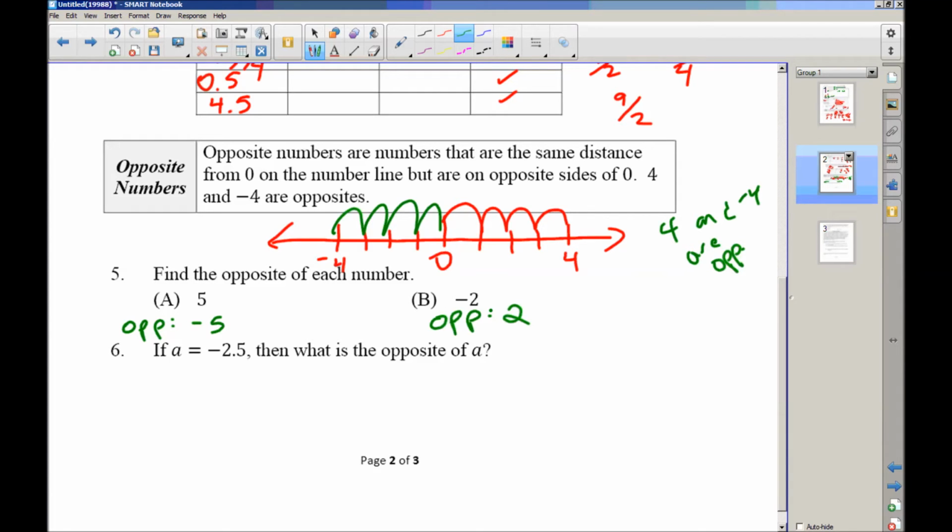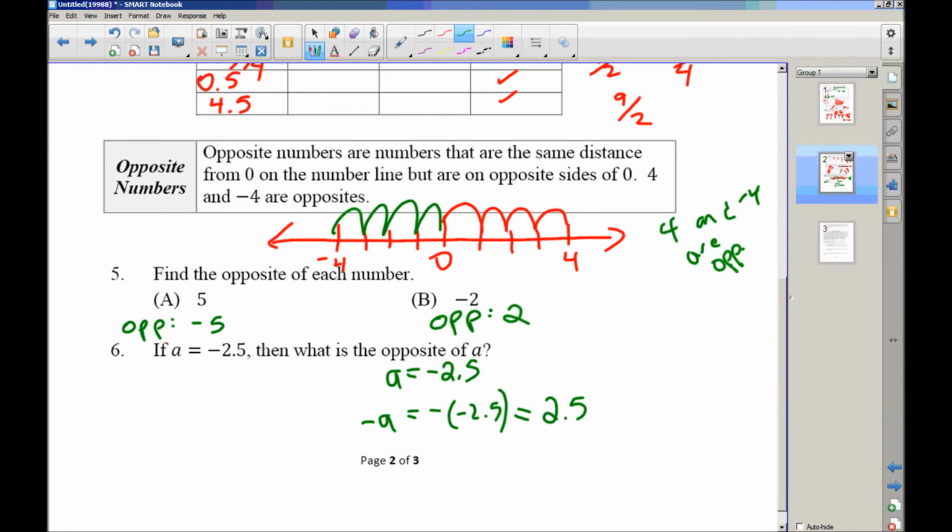All right, if A is negative 2.5, then what is the opposite of A? So to get the opposite of a number, we just change its sign. Or we could think of it as multiplying by negative 1. So the opposite of this guy would be negative A, make it the opposite. And then over here, that's going to make negative of negative 2.5. So two negatives multiplied together, which is what's happening here, will turn into a positive. Okay, so negative of a negative, flip it back around to positive.